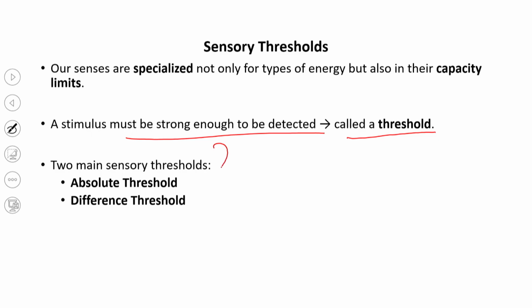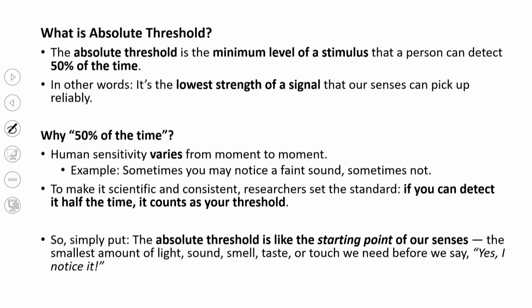Now, there are two main sensory thresholds that are studied in psychophysics. One is called the absolute threshold, another is called the difference threshold. So, let us look into these two types of threshold. What is the absolute threshold? In a very simple sense, it is the minimum level of a stimulus that a person can detect. It may be light, sound, touch, whatever it is. What is the minimum intensity of it that a person can detect? That is called the absolute threshold of any stimulus.